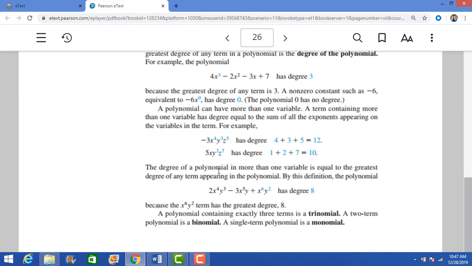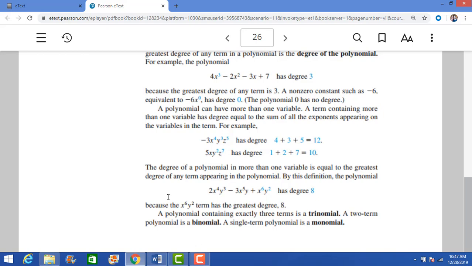Okay, so the degree of a polynomial in more than one variable is equal to the greatest degree of any term appearing in the polynomial. So again, we take something like this and we add all the exponents for each term, and whichever one is the biggest is the degree of the polynomial. So here this gives us 7, this gives us 6, this gives us 8. So the degree of the polynomial is going to be 8.